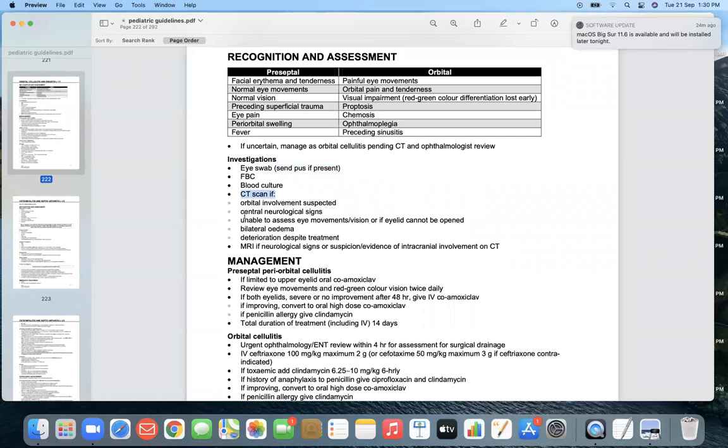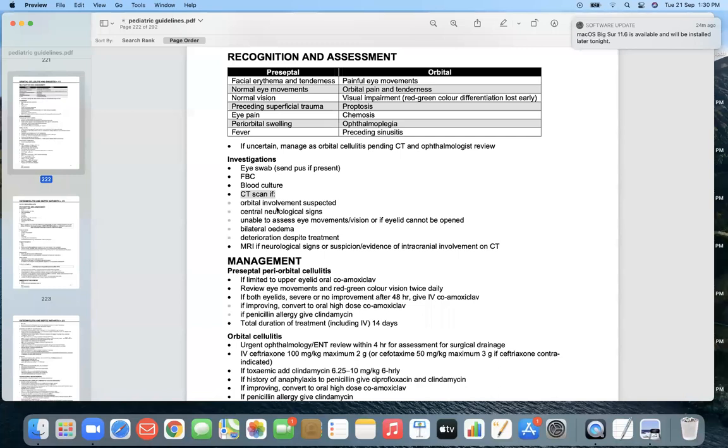If they ask you for the indications of the CT scan: orbital involvement is suspected, central neurological signs, unable to assess eye movements or vision, or if the eyelid cannot be opened, it is so much edematous and so much closed that you cannot open the eyelid and you cannot assess the eye movements, then you will definitely go for CT, despite whether you know or don't know there is pain on eye movements and ophthalmoplegia is there or not. Then bilateral edema, deterioration despite treatment. So these are the indications for CT scan.